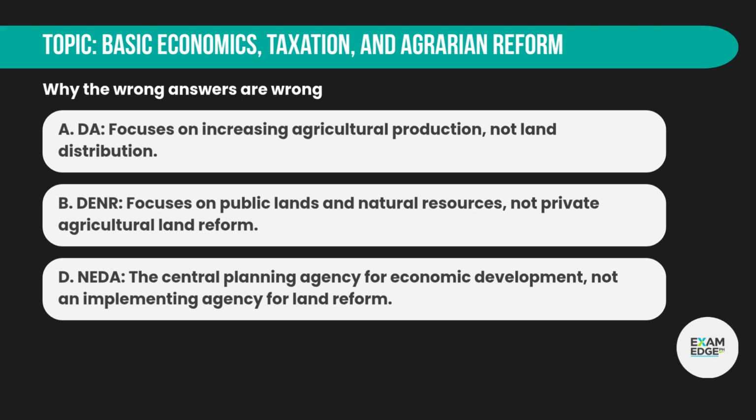A. DA focuses on increasing agricultural production, not land distribution. B. DENR focuses on public lands and natural resources, not private agricultural land reform. D. NEDA, the central planning agency for economic development, is not an implementing agency for land reform.